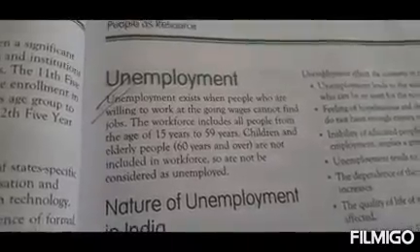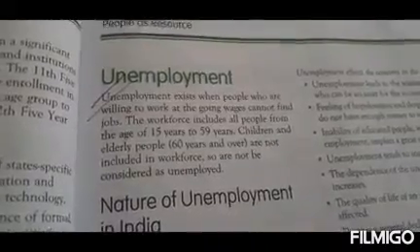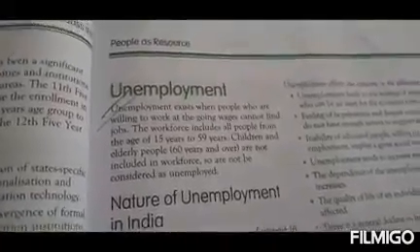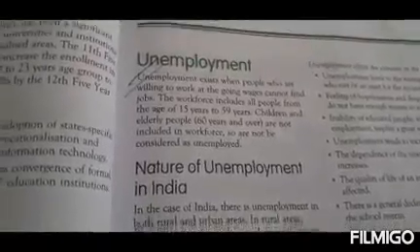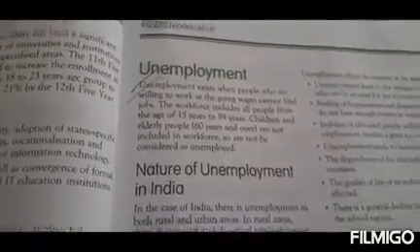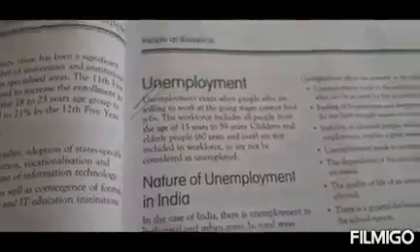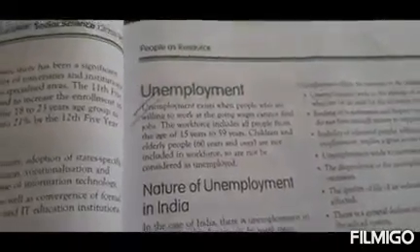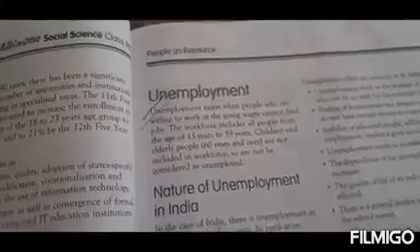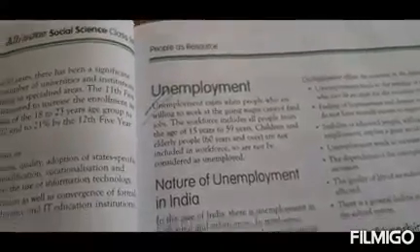That means the people who are willing to work at the given wage and still cannot find a job are called unemployed persons. So the unemployed people are those who want to work at the given wage, but they are not able to find a job. Okay, that particular group of people is known as unemployed people.